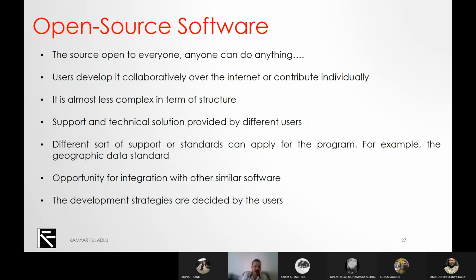They support different sorts of standards and different types of geographical data standards, since they are developed by different individuals. You have an opportunity to integrate with other similar software, and they don't have any development strategy because users decide about their own strategy. This is about open source software and commercial software, their similarities or dissimilarities, and advantages and disadvantages.